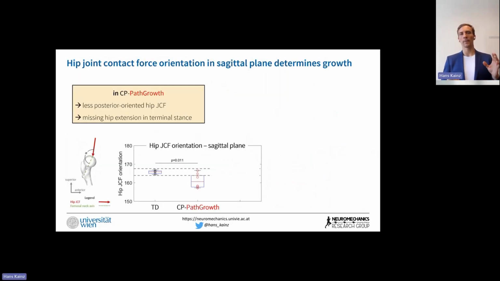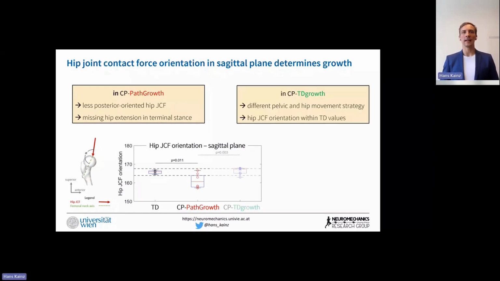So we did this for the healthy participants as well as the CP participants, and then we created 2 groups. One group of CP children had predicted growth values which were within 2 standard deviations of the healthy participants, and a second CP group where the predicted growth was outside this normal range of 2 standard deviations. What we found in the CP group with predicted pathological growth was a less posterior oriented hip joint contact force, which was likely caused by the missing hip extension in terminal swing.